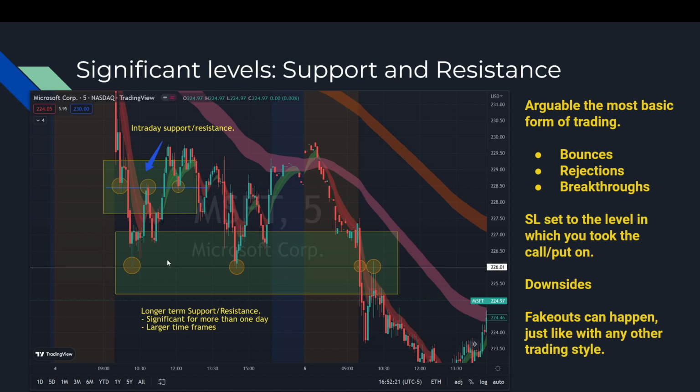These longer terms you can play, as I said, day after day because they are significant over a longer period of time. So you can see here, bounce again, and then this concluded the day, came back down, broke it here, rejected it the next day, and you could have played the same level.